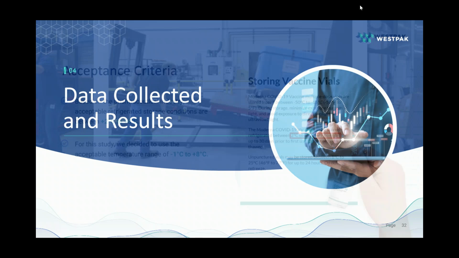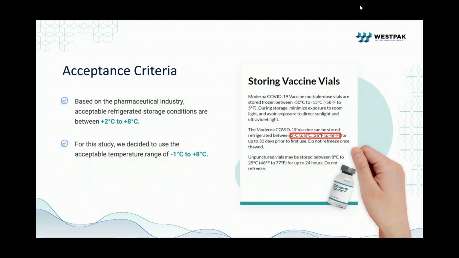Okay, let's look at the results here. Before we talk about results, let's talk about acceptance criteria. Based on the pharma industry, typical storage conditions are +2 to +8 degrees C. If you look at what we pulled up from the FDA website, the Moderna COVID-19 vaccine says right there in red, +2 to +8 degrees C.